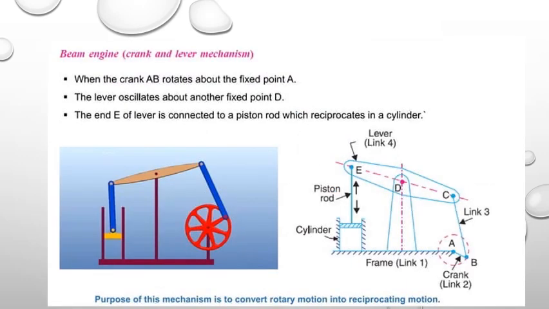Next one is the beam engine, that's a crank and lever mechanism. When the crank AB rotates about fixed point A, we can see in the figure that AB is fixed at one point and the lever has another fixed point, D. So E is the lever connected to the piston rod, which reciprocates in a cylinder. This shows the piston moving up and down, converting rotary motion into reciprocating motion. These are the crank and lever mechanism.